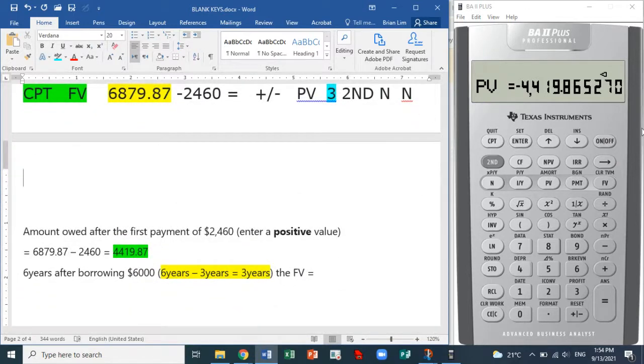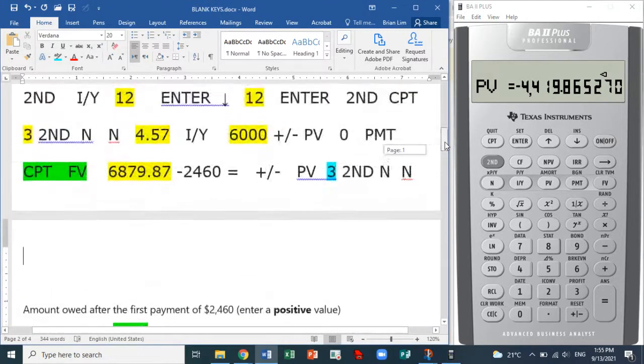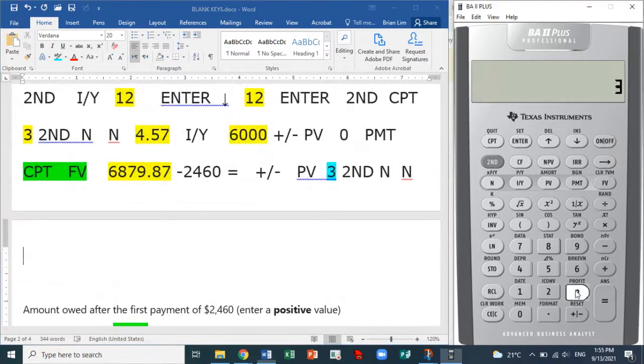So what's the future value? Well, we just need to do one more thing on the calculator, and that is to put the 3 in, and then go second n. Okay, it works out to be 36, right? Because the last one was 3 also, and you have another 3. But the present value changed. Remember, it's no longer 6,000. It's $4,419.87 if we round that.